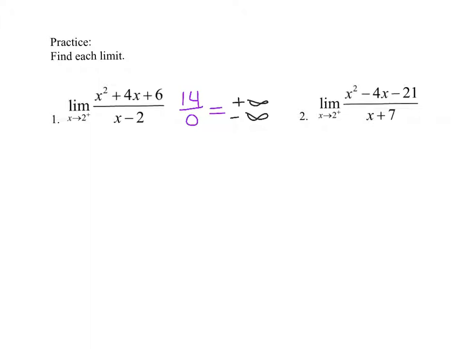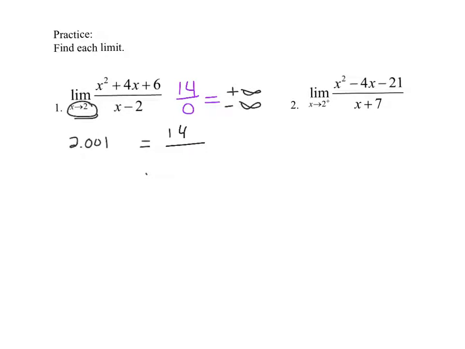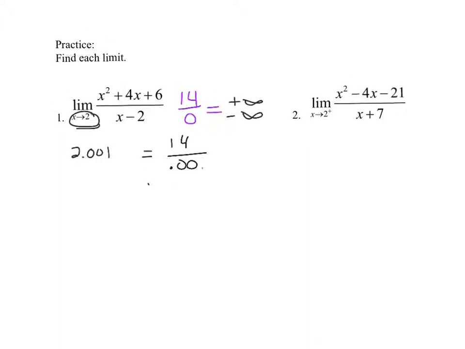So if I take a number that's slightly bigger than 2, because this is 2 from the right, and I plug it in, I'm going to get some positive number, 14-ish. We don't really care what the top is. We know it's positive, and that's all we care about. Now the bottom, if I take 2.001 and subtract 2, I'm going to get 0.001. I have all the information I need here. I have a positive divided by a positive, so my limit is going to be positive infinity.